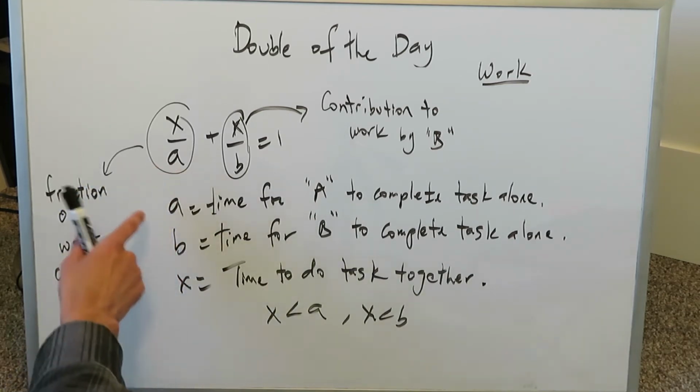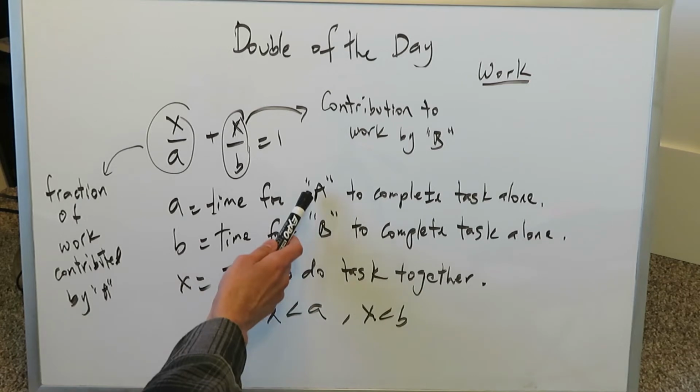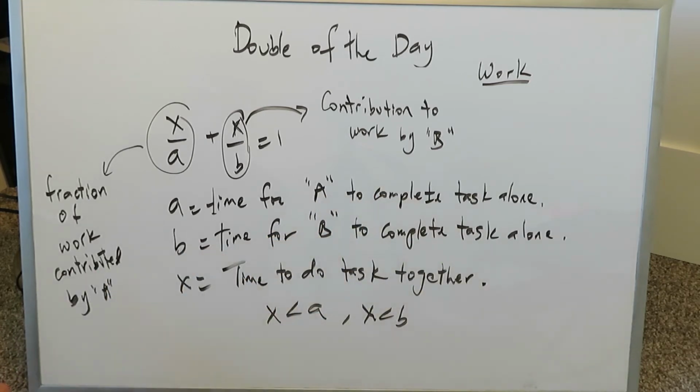A in the denominator here represents the time needed for this object or person to complete a task alone. B represents the time needed for object or person B to complete that task alone. X is what you're solving for, the time needed to do the task together. You might be familiar with these types of work problems.